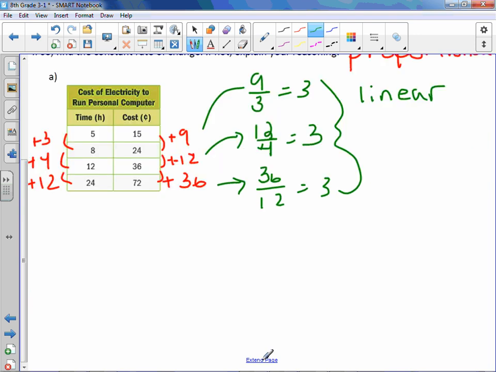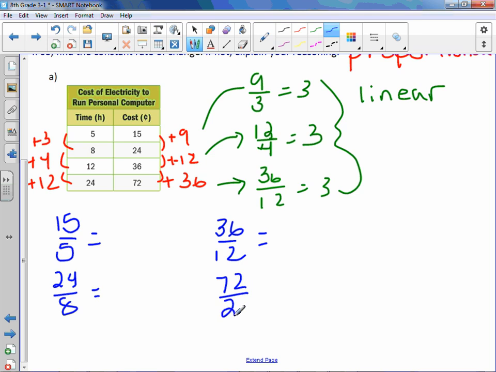Now we need to figure out if it's proportional. And here's how we do that. Now we just take the numbers in our chart. 15 over 5. We do 24 over 8. We do 36 over 12. And we do 72 over 24.